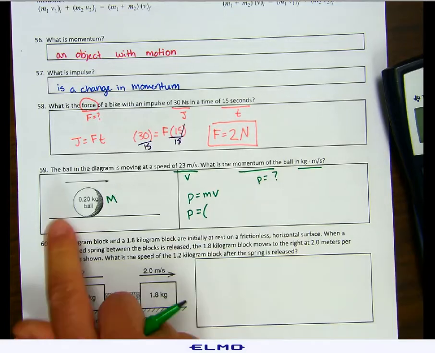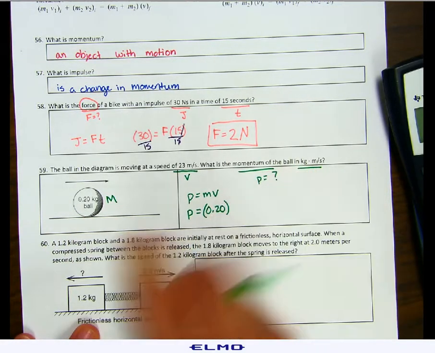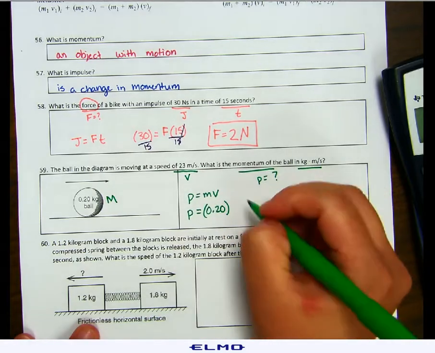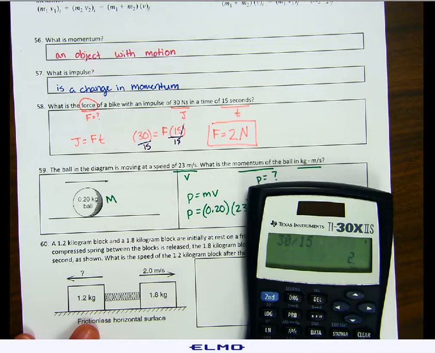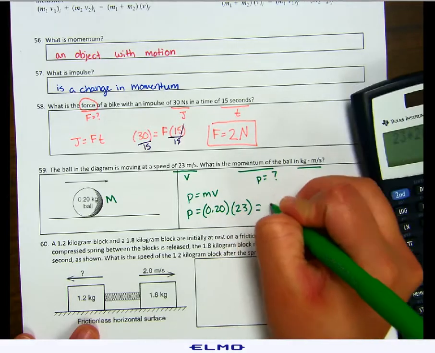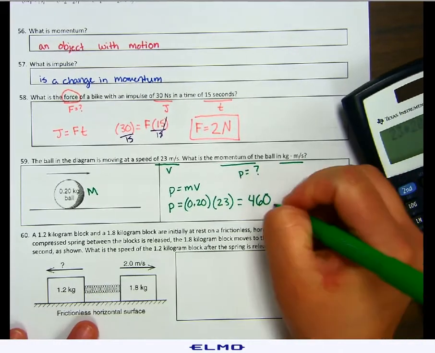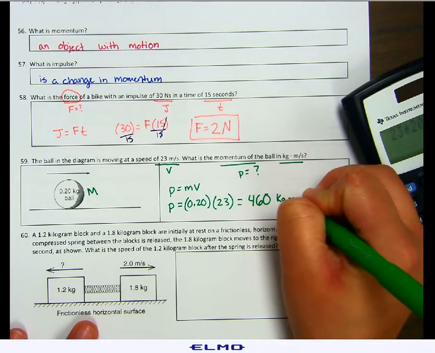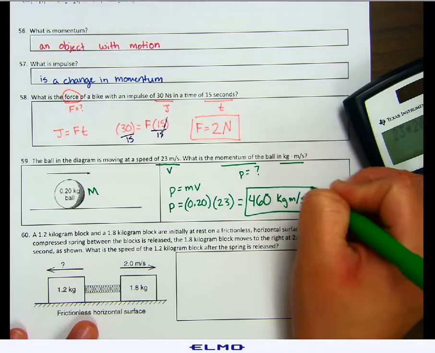When you plug in your numbers, mass is in kilograms, 0.20. Velocity is in meters per second, 23. Now you just multiply 23 by 0.20. Your momentum is 4.6. And the units, it tells you the units in the problem actually. It's kg meters per second. That is our momentum.